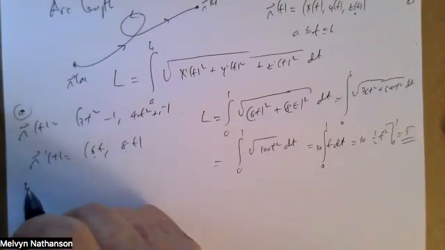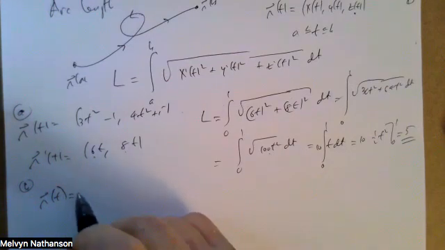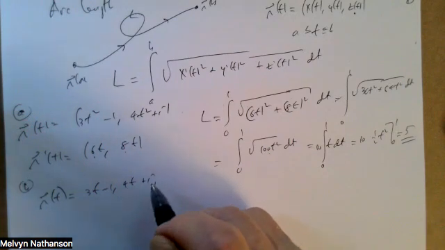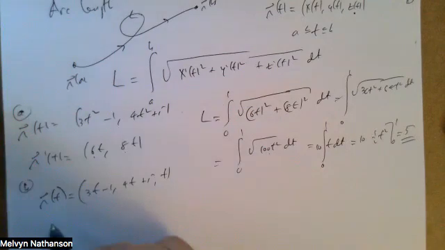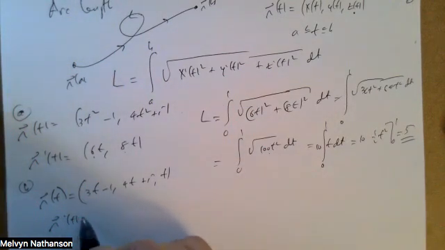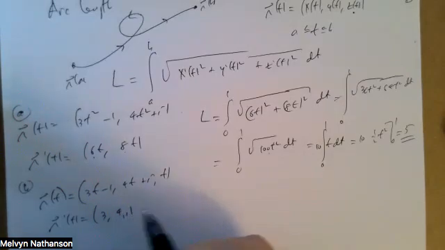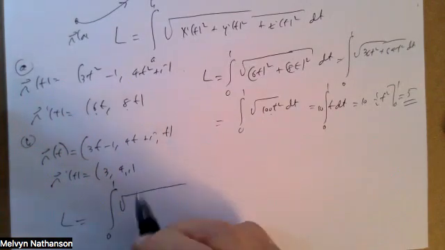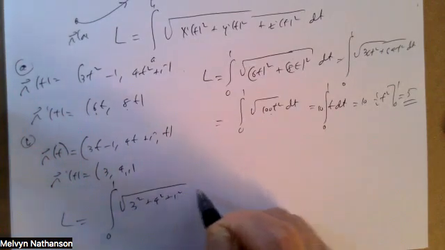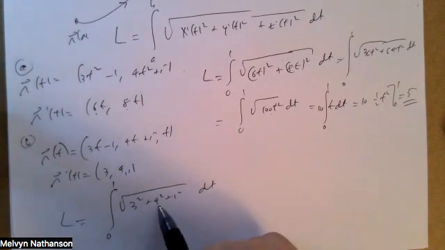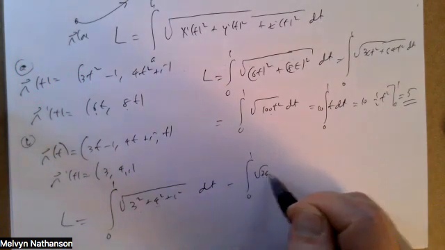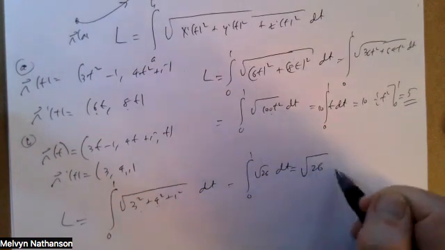And in part B, we have a curve in three-dimensional space. R of t is 3t minus 1, 4t plus 5, t. R prime of t, when you differentiate, you get 3, 4, 1. So the arc length L is the integral from 0 to 1 of the square root of 3 squared plus 4 squared plus 1 squared dt. 9 and 16 is 25, plus 1. That's the integral from 0 to 1 of the square root of 26 dt. It's just the square root of 26.